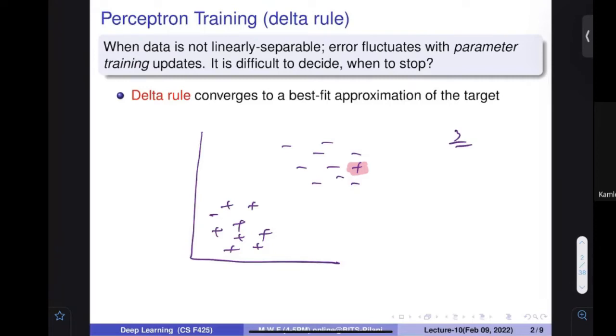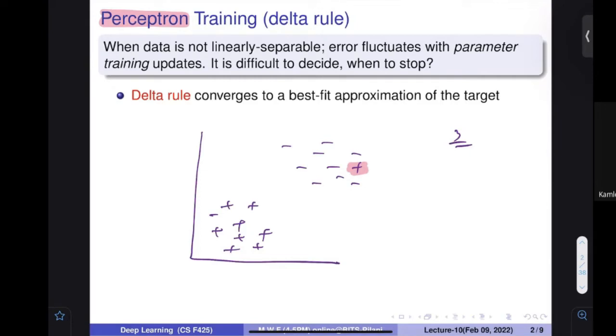So that's why training a perceptron becomes very difficult. Do you understand this thing? Training a perceptron becomes very difficult. You cannot train in this particular way because your real life data is not going to be linearly separable. So what does it mean?